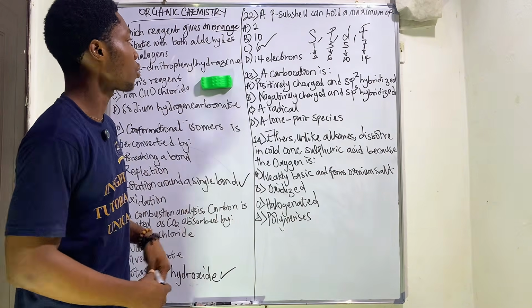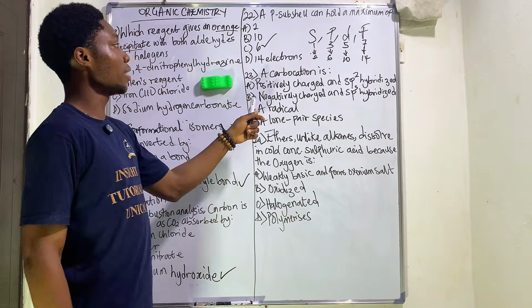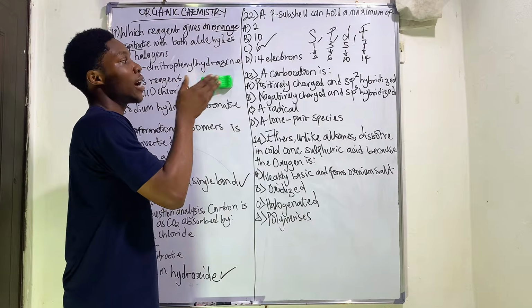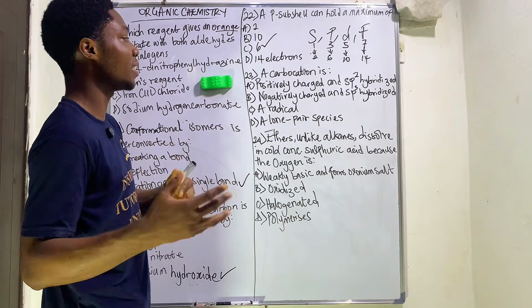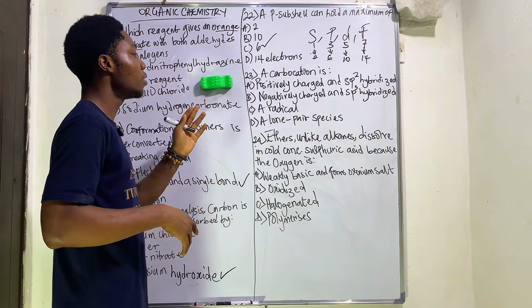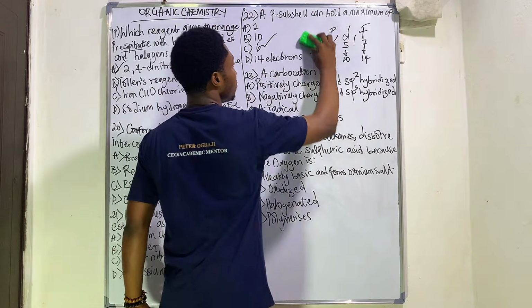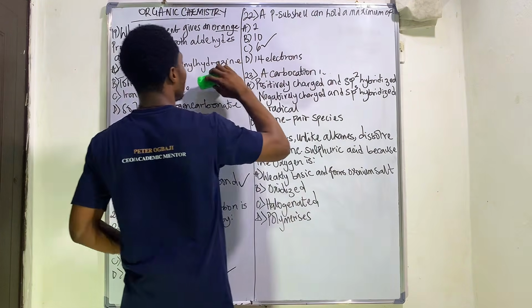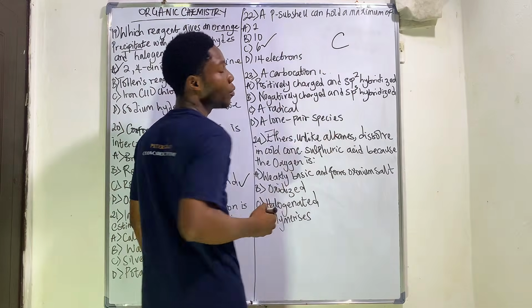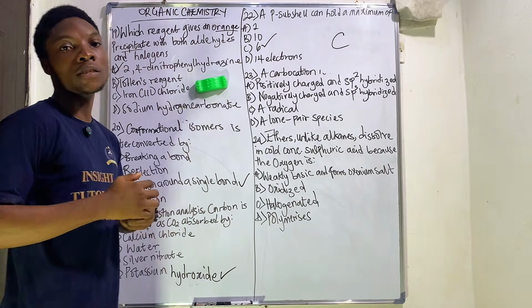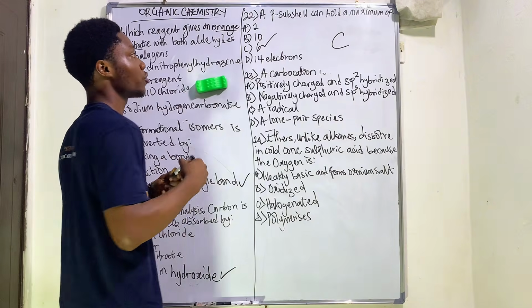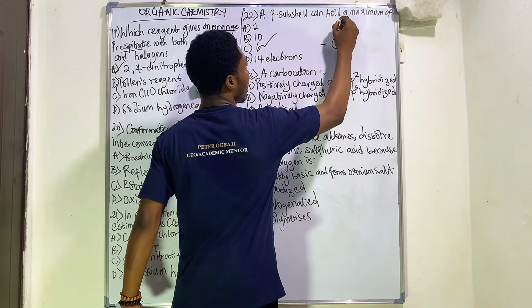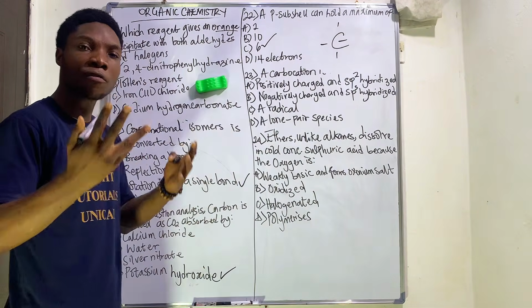All right, next question. A carbocation is A, positively charged and sp2 hybridized, B, negatively charged and sp3 hybridized, C, a radical, D, a lone pair species. Now, the carbocation basically is carbon with a positive charge. The positive charge is due to the loss of an electron. Remember, carbon has 4 electrons, right? These 4 electrons that carbon has enable it to have 4 different bonds.